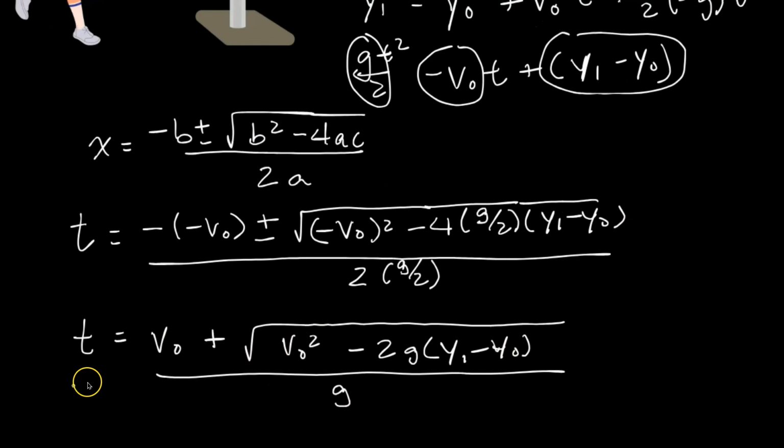And we find that t is equal to v naught plus square root v naught squared minus 2g times y1 minus y naught, all divided by g. And you'll notice that I didn't use the negative sign here because the negative sign will give you the value for the ball on its way up. The positive will be for the ball on its way down. So we want the total time for it to go all the way up and then back down hitting that hoop. So we're going to use the positive sign.